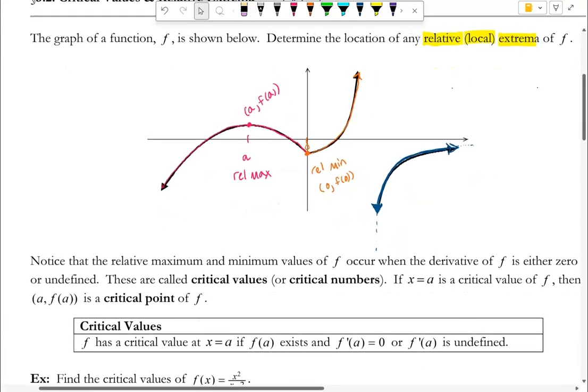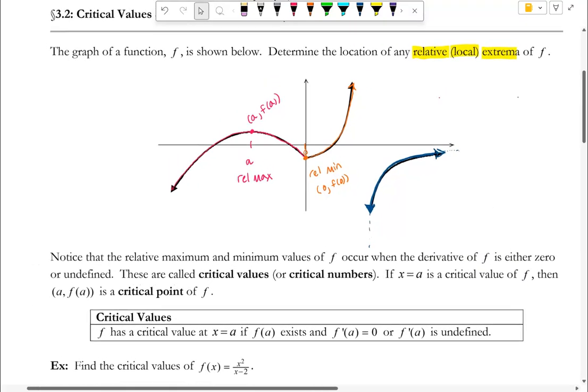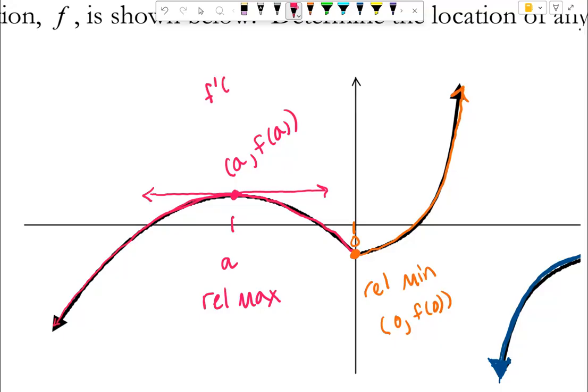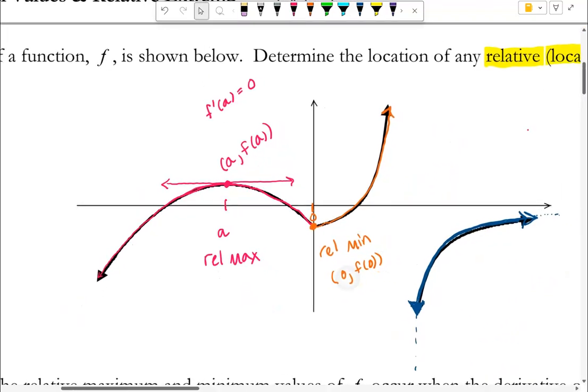So another thing we need to notice is that the relative extrema we found both occurred where something important is happening with our derivative. At our relative max, I notice that my function is smooth here. When I zoom in on it, I can see that it's locally linear. So that means the derivative exists there. And I also know that if I were to draw a tangent line at this max, this would be a horizontal tangent line. So this location is where our derivative is equal to 0. So our derivative equals 0 there.